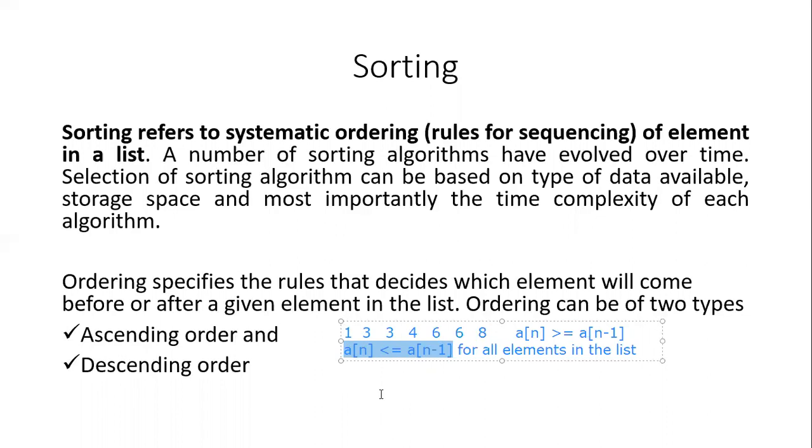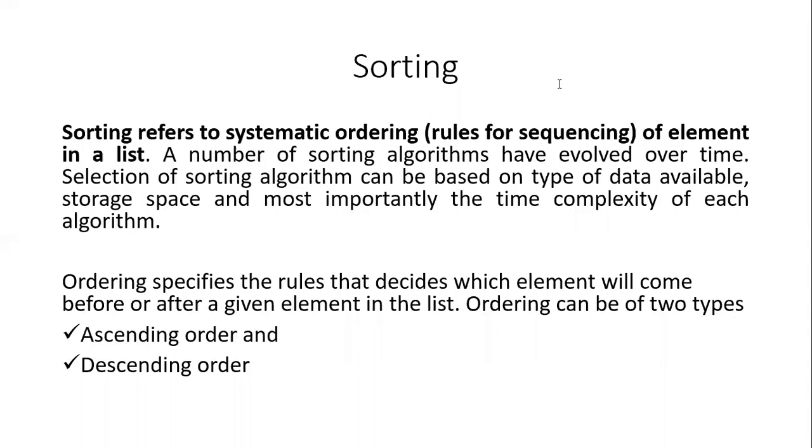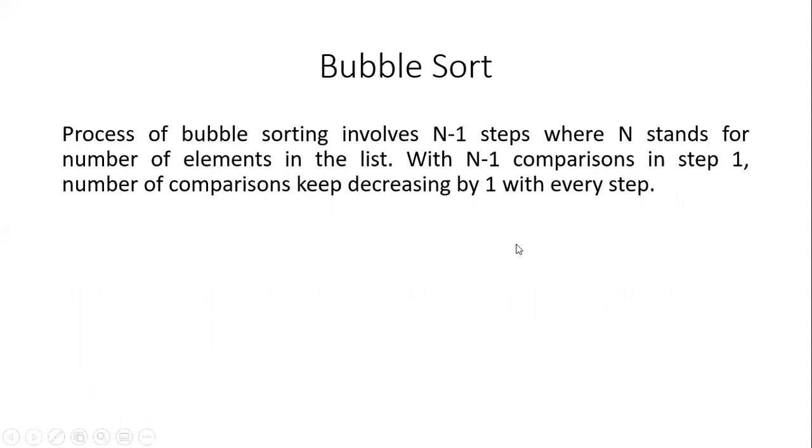So we have a number of algorithms that we can use, and each algorithm has different criteria, a different method for solving the problem, and different complexity also. Complexity in terms of time means the number of steps it takes. The first algorithm that we are going to do is called the bubble sort. The bubble sort is a sorting algorithm which takes n minus 1 steps to solve the sorting problem. What is n? N is the number of elements in the list.